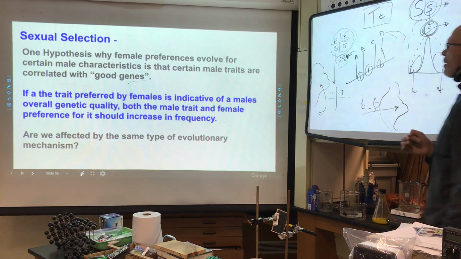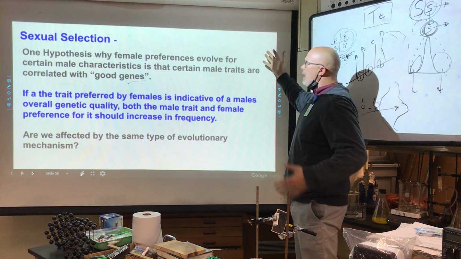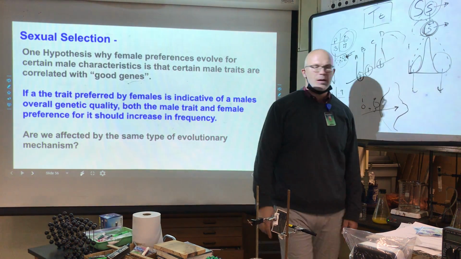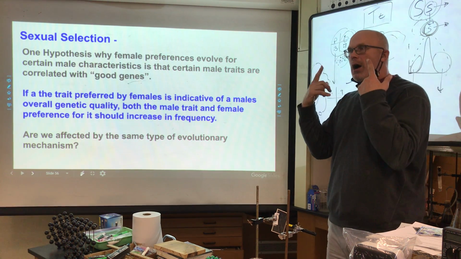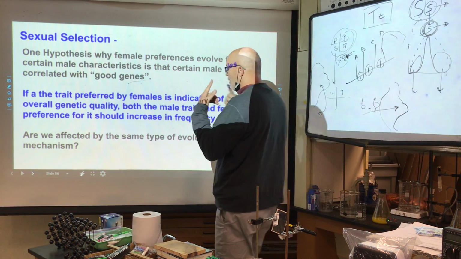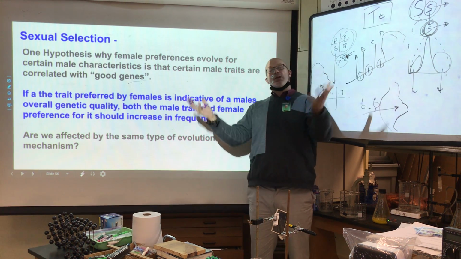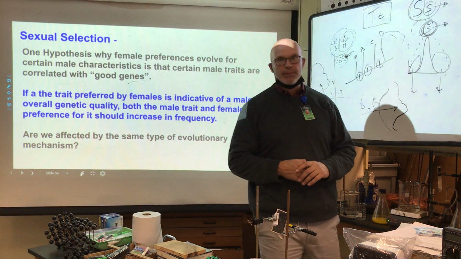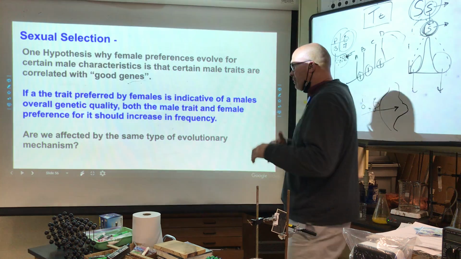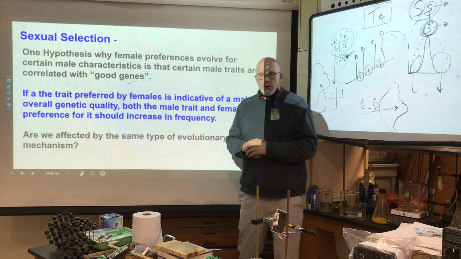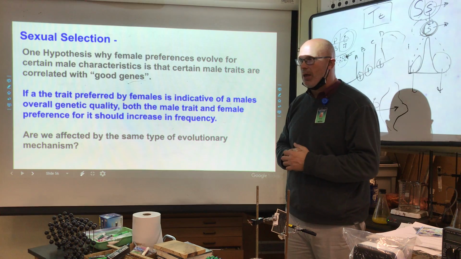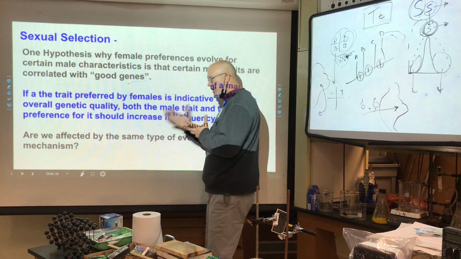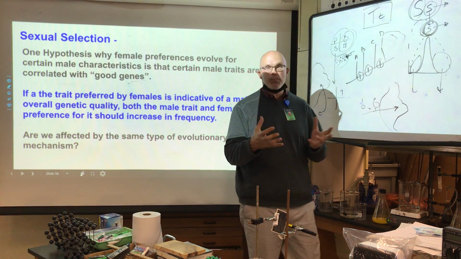Okay? One hypothesis why female preferences evolve for certain male characteristics is that certain males have good genes. Are we affected by the same evolutionary mechanism? Yes, we are. What catches our eye in terms of what we think is physically attractive as a population, not as an individual, has come from this sexual selection. More often than not, if you see a man in a magazine with his shirt off, he's not malnourished. He doesn't have brown teeth. So the people who put people in magazines do so because it catches people's eyes.